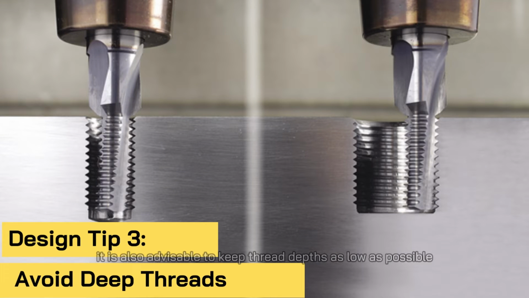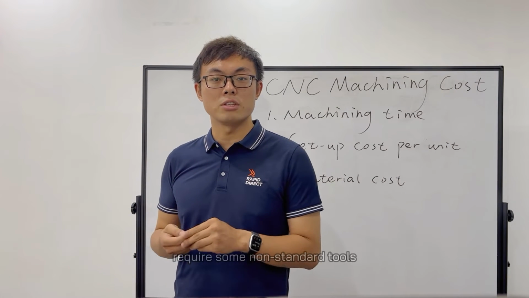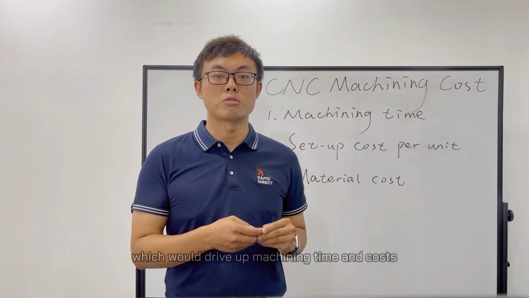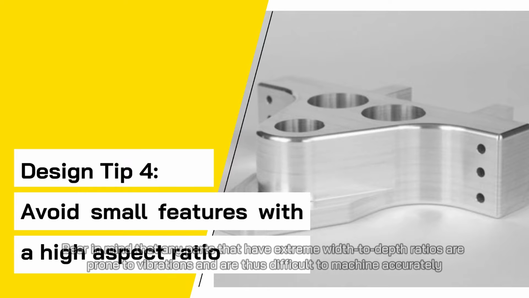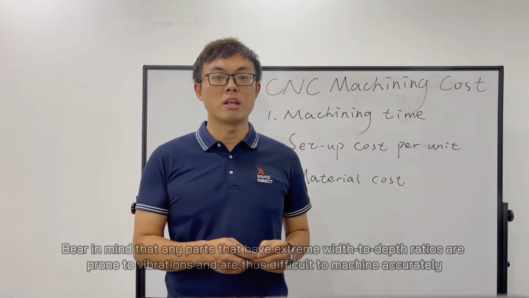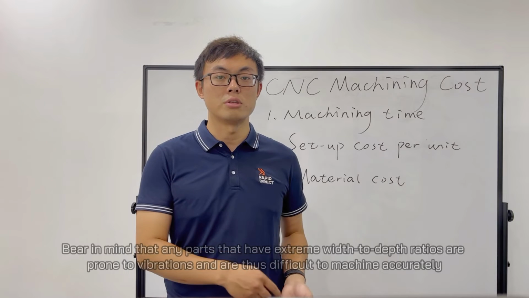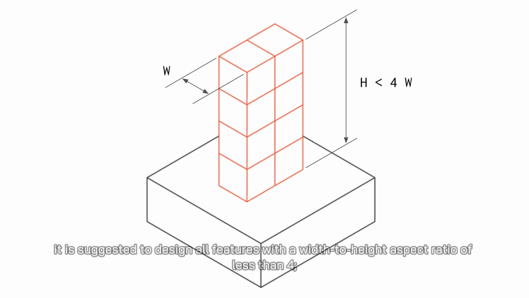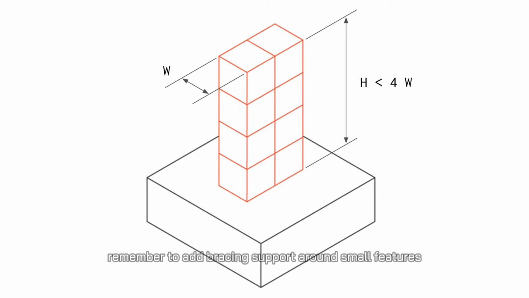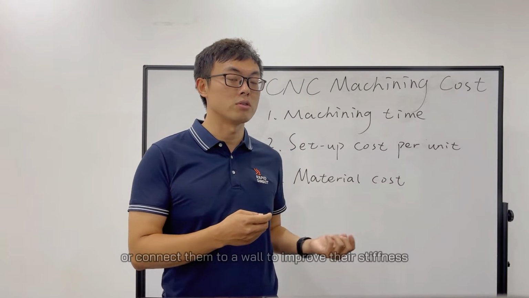Following the previous tip, it is also advisable to keep thread depth as low as possible. Deeper threads, like deeper cavities, require more non-standard tools which would drive up machining time and costs. Also, you should avoid small features with a high aspect ratio. Bear in mind that any parts that have extreme width to height ratios are prone to vibrations and are thus difficult to machine accurately, which also makes the price go up. To avoid that, it is suggested to design all features with a width to height aspect ratio of less than 4. Besides, remember to add bracing support around small features or connect them to a wall to improve their stiffness.